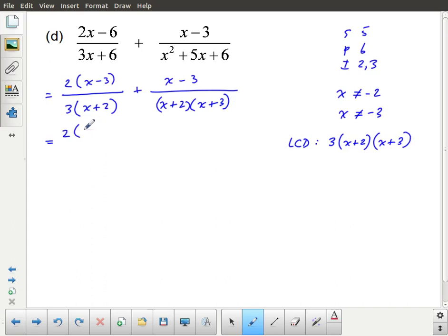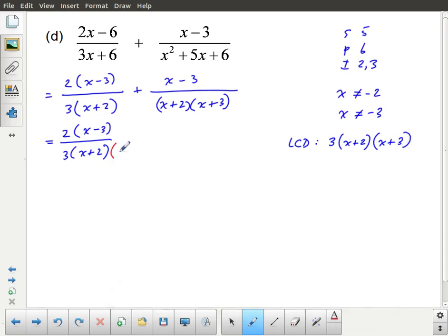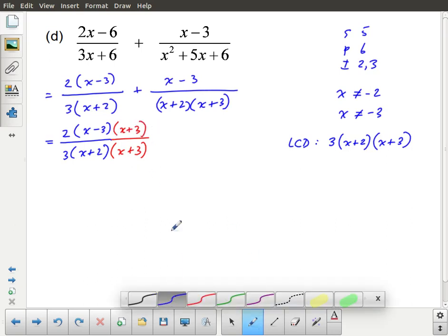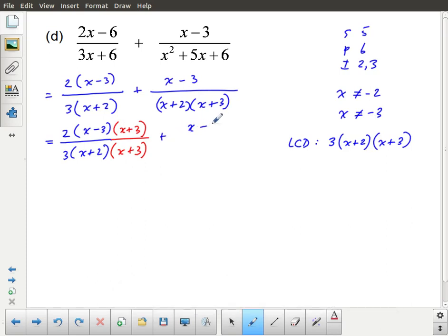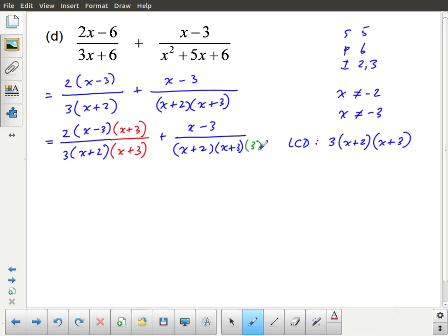So the first fraction, 2 times x minus 3 over 3 times x plus 2. How do I get this common denominator? I need the x plus 3. So I multiply by x plus 3, but I have to do that both numerator and denominator. This is addition, x minus 3 over x plus 2, x plus 3. And what's missing now is just the number 3. So now I have created a common denominator.